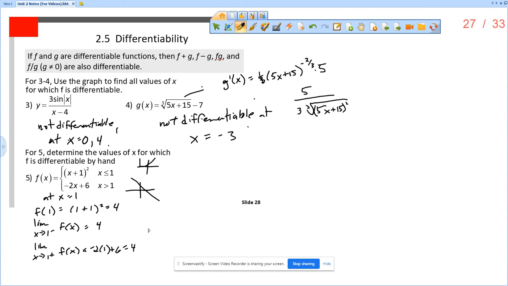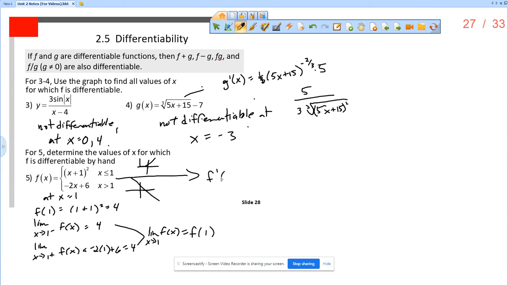So remember, the overall limit as x approaches 1 exists because the limit from the left and the limit from the right are equal, right? And the value of the function is 4. So the limit as x approaches 1 of f of x equals f of 1. Therefore, the function is continuous. Now, if it's continuous, then we can examine the derivative.